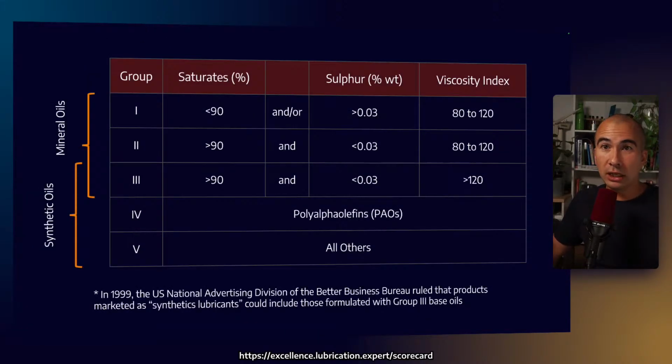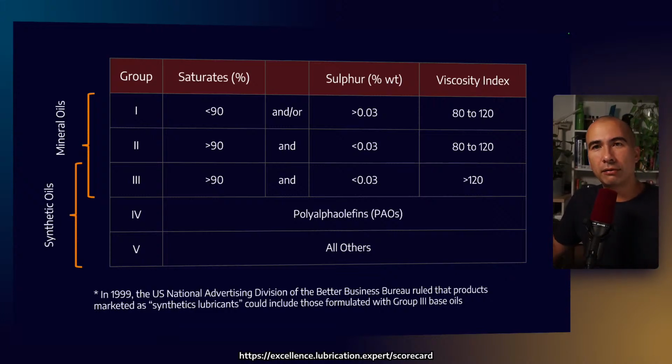You might have heard of this thing called the API groups. There are 5 API groups. The first 3, 1, 2, and 3, are mineral oils. So they originally were crude oils. They come out of the ground, they are refined, and then they are turned into mineral oils, right? And they are defined by their saturate content, which is basically to what degree they have single or double bonds, the amount of sulfur, and the viscosity index.